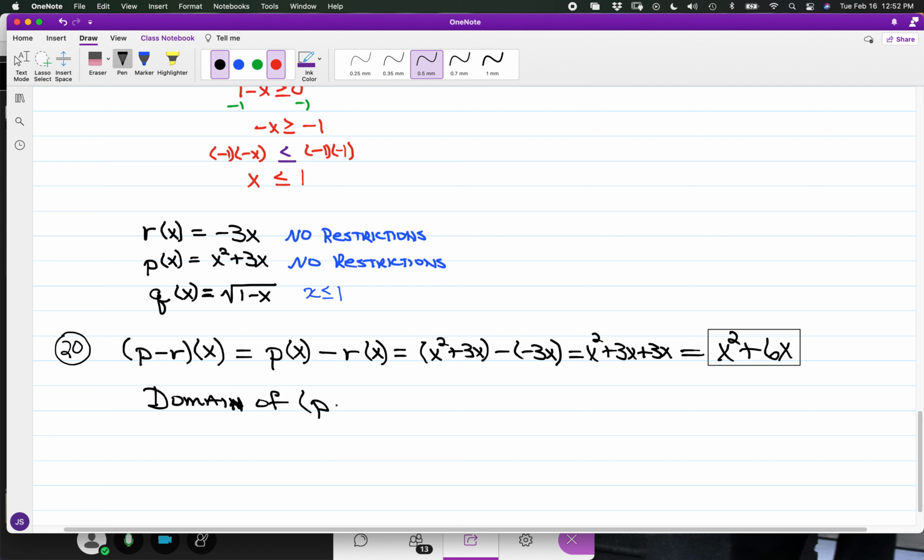for the domain of p minus r of x, because neither r of x nor p of x is going to have restrictions, it's going to follow that we likewise have no restrictions on the subtraction function. Again, we have no restrictions on either p of x or r of x. So for the domain in this particular case, this will come out to the set of all real numbers.